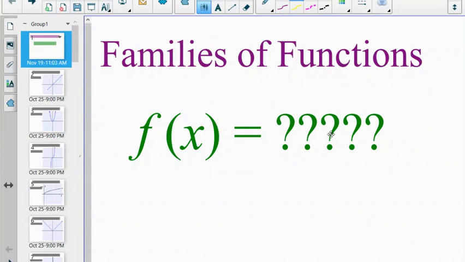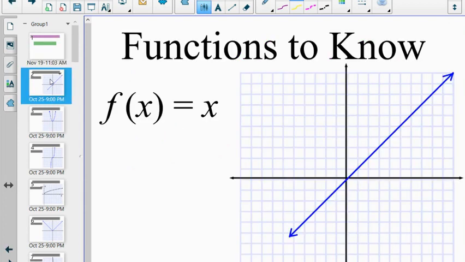All right, so today we're going to take a look at just 6 main, what I'm going to refer to as parent functions. We're going to take these functions and stretch them out and move them up and down and left and right and all kinds of stuff over the next week. So I just need to get you familiar with these 6 functions. The first one's nice and easy. F of x equals x. The input equals the output.